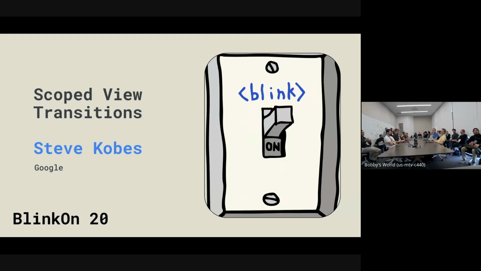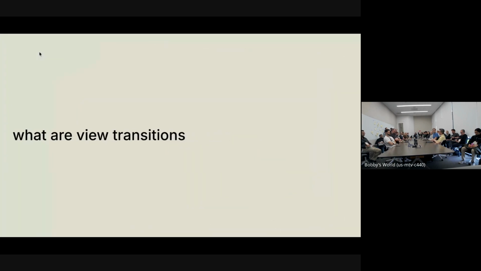So I work at Google. I work on a team called Blink Interactions, which is basically scrolling, animations, input, APIs that users can use to interact with the web. And Scope View Transitions is a new API that we're building.